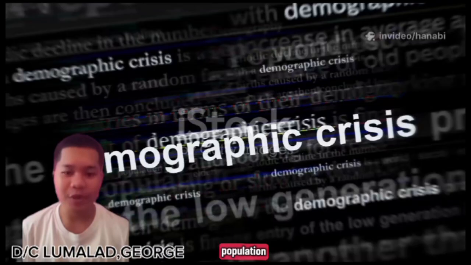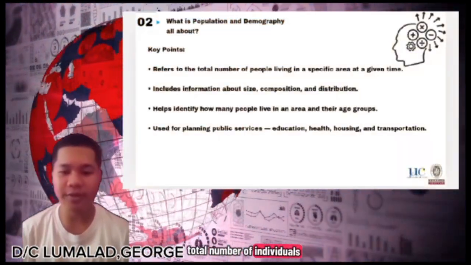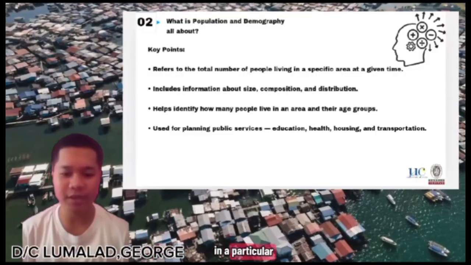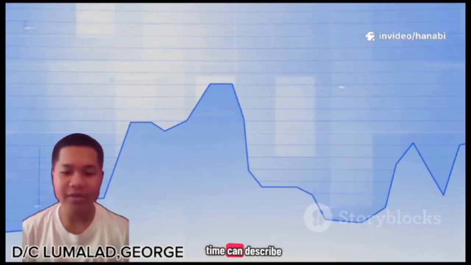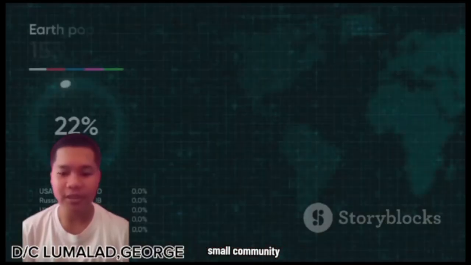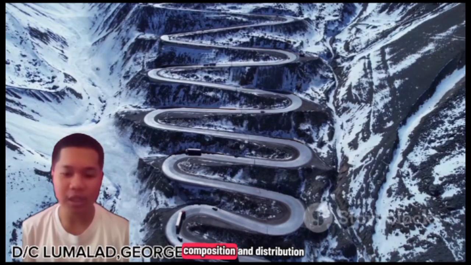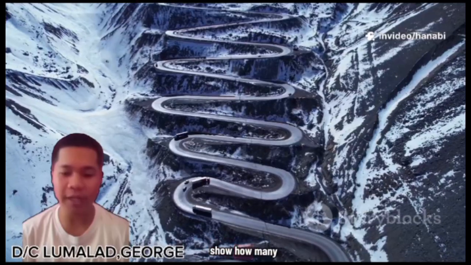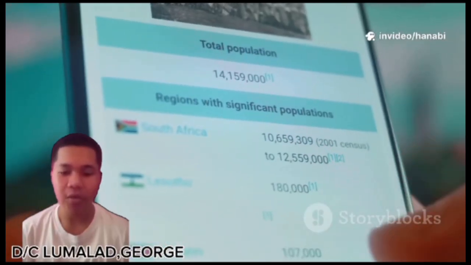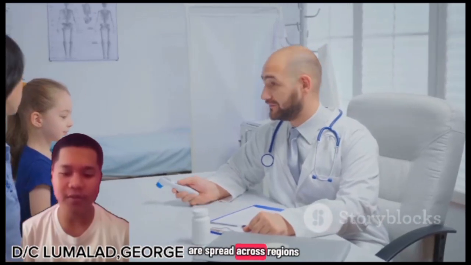So what is population? The term population refers to the total number of individuals or inhabitants living in a particular geographic area at a given time. It can describe the population of a country, city, or a small community. Population studies focus on size, composition, and distribution. These elements are important because they show how many people live in an area, what age groups they belong to, and how they are spread across regions.